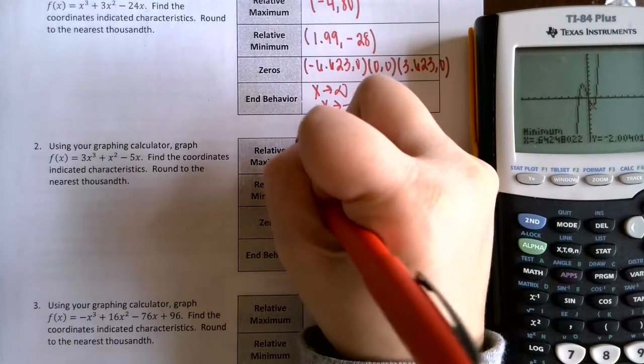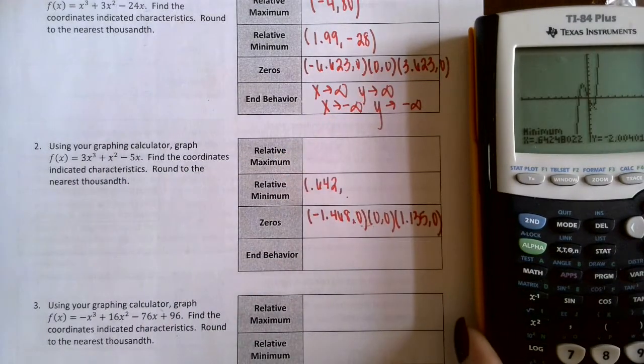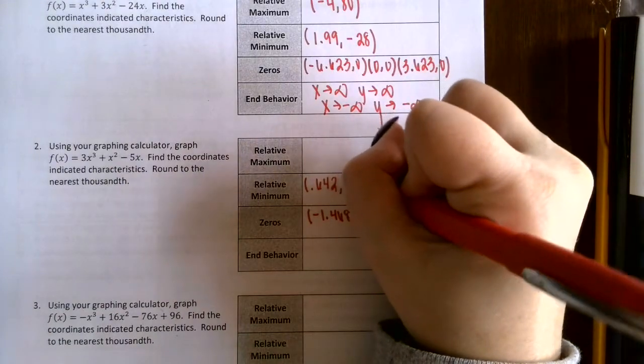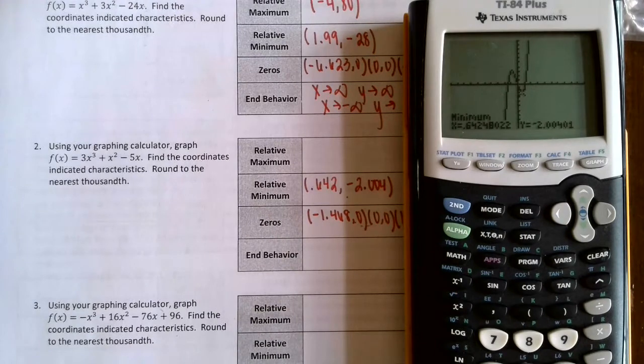So there my min is 0.642, comma negative 2.004. So just pause there for a second. So that's your minimum.